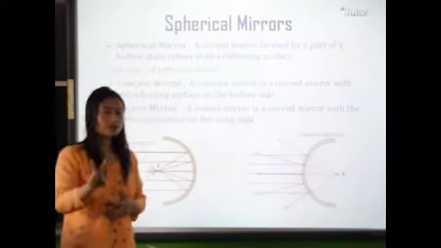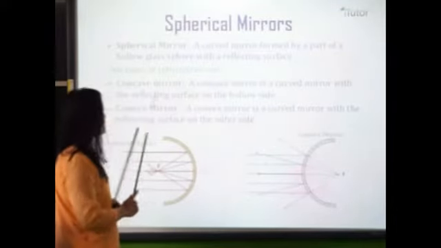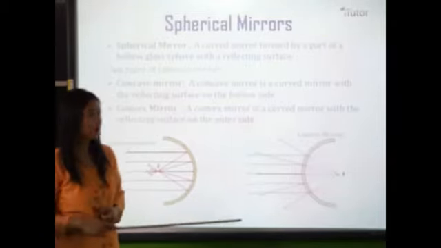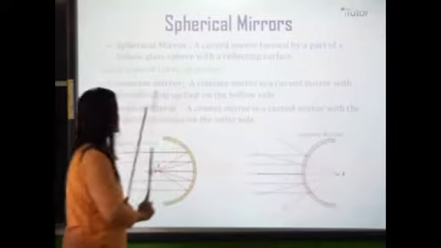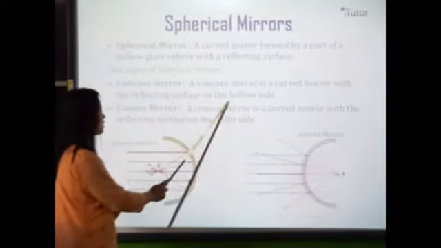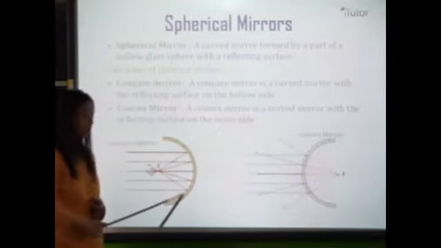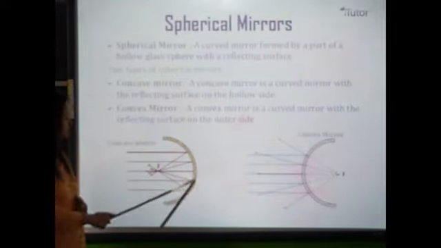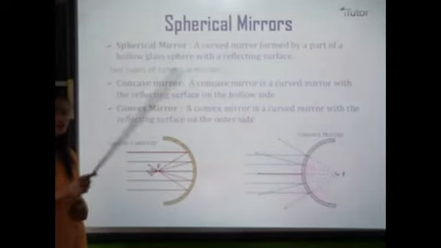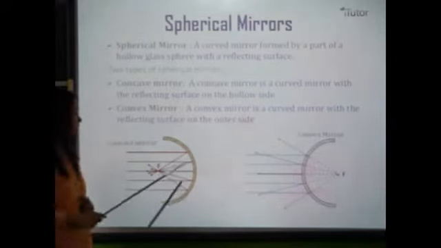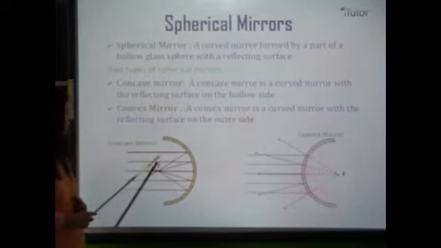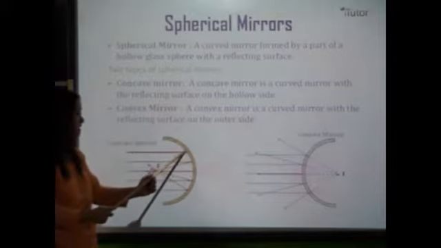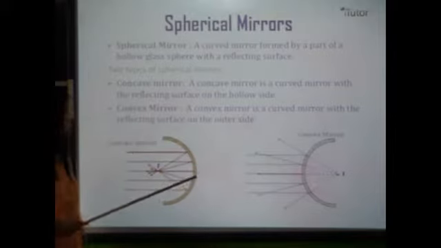There are two types of spherical mirrors. One is the concave mirror, the other is the convex mirror. A concave mirror is a curved mirror with the reflecting surface on the hollow side. So this is your concave mirror. This outer part is your silvered surface. You know what silvered surface means, painted silver? And this inner part is your reflecting surface. That means a ray of light comes and strikes on the inner side.